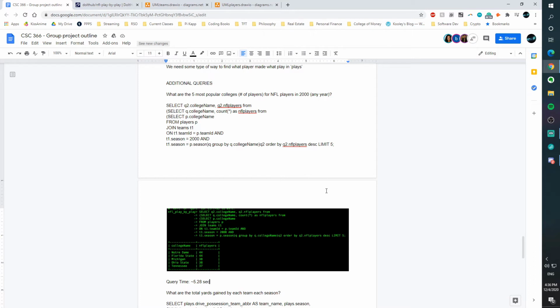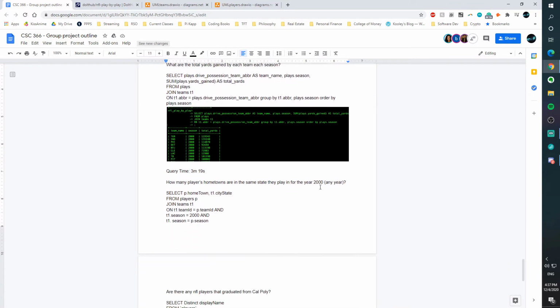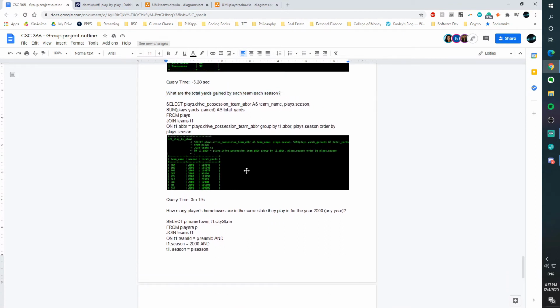The second one uses the plays table, so naturally it took longer. So the second query was, what are the total yards gained by each team each season? And there's a snippet there that groups by team and by season, and it lists the total yards gained for that season. So this query took about 3.5 minutes because there are hundreds of thousands of plays to sift through and aggregate together.